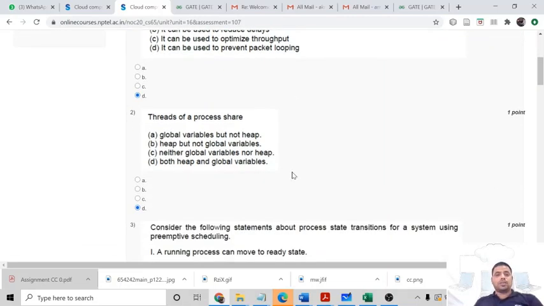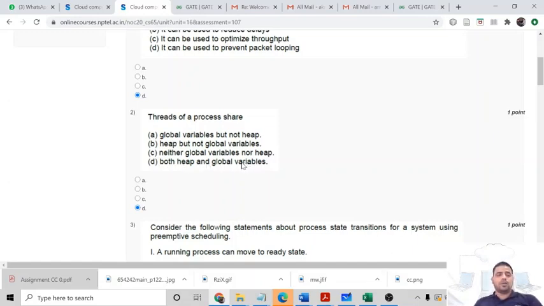Okay. So the next question is about threads of a process. Here the options are: global variable but not heap; second, heap but not global variable; third, neither global variable nor heap; and fourth, both heap and global variable. Of course, it is both heap and global variable.